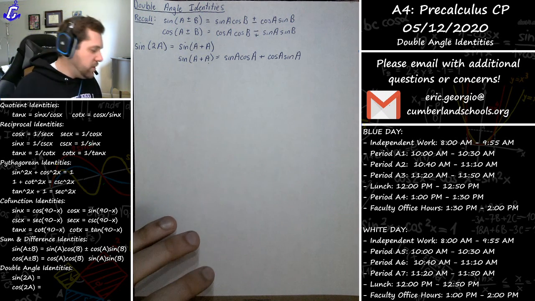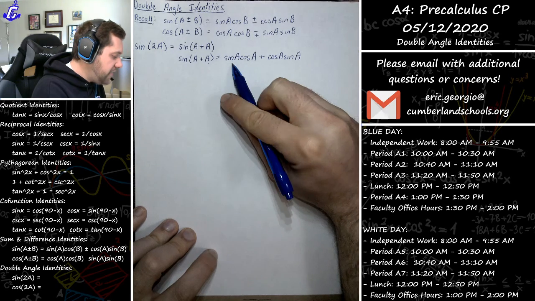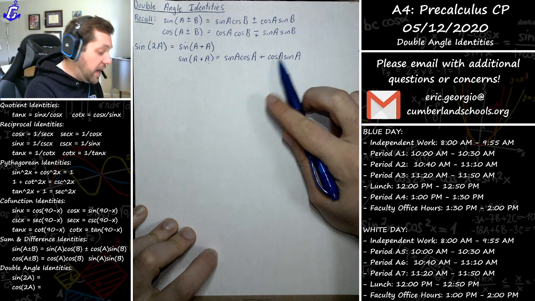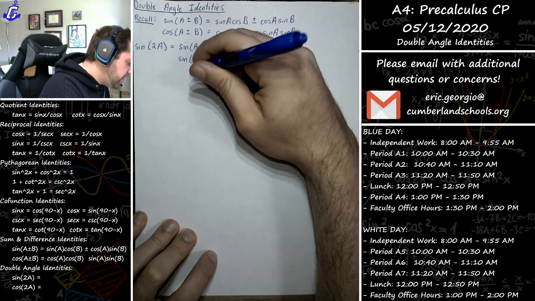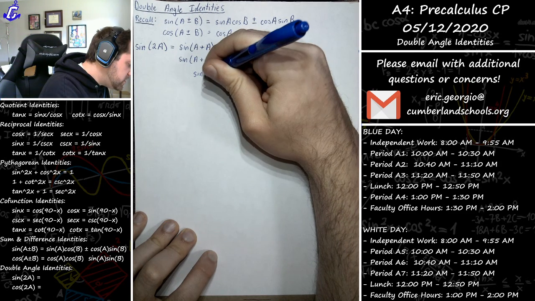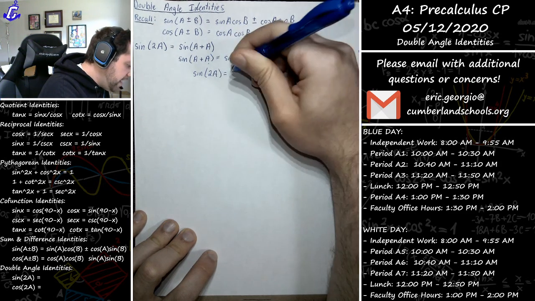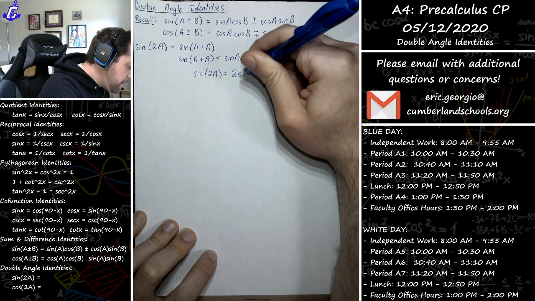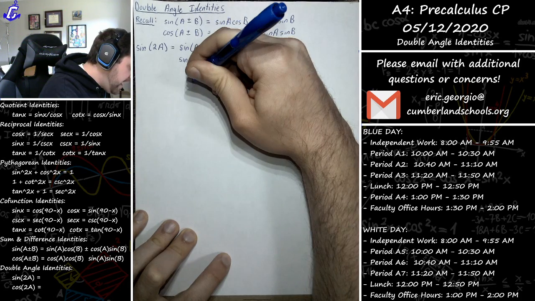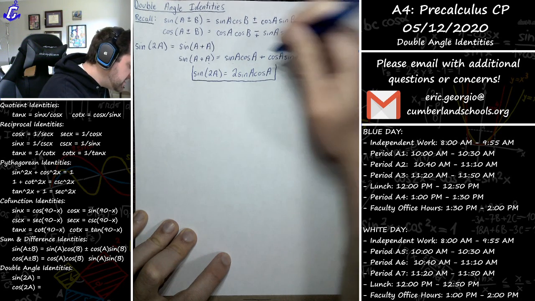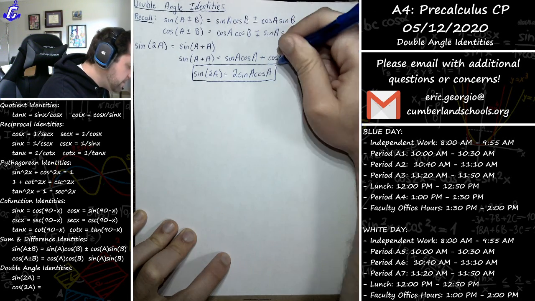Notice what that gives us once we write it all out. We have the sine of A times the cosine of A and another sine of A times the cosine of A. So altogether we have two of those. We could say that the sine of 2A is the same as 2 times sine A times cosine A. And that is, in fact, your double angle identity for sine.